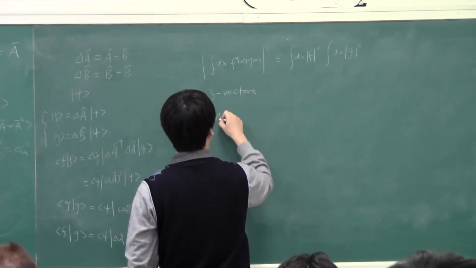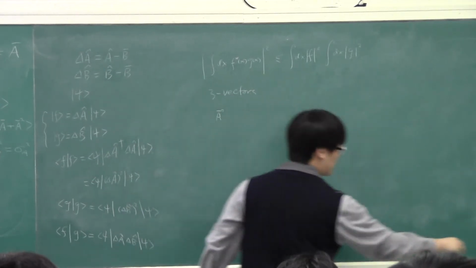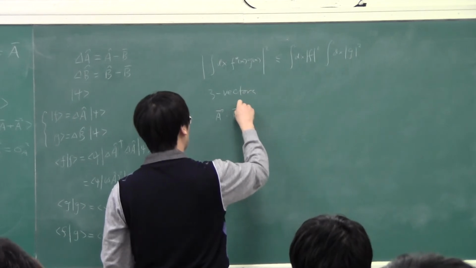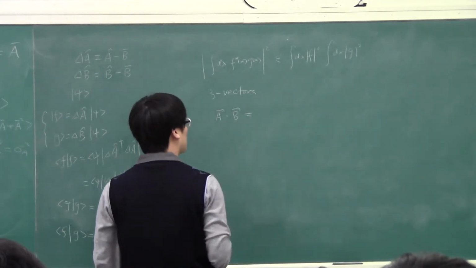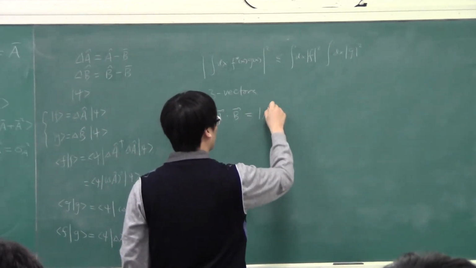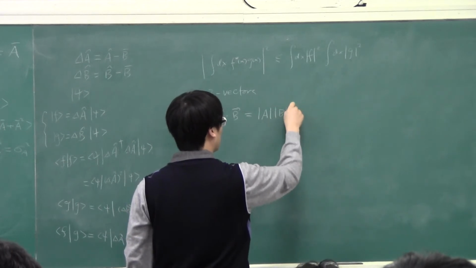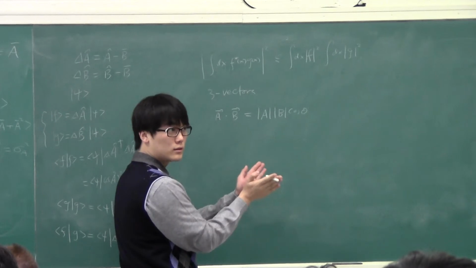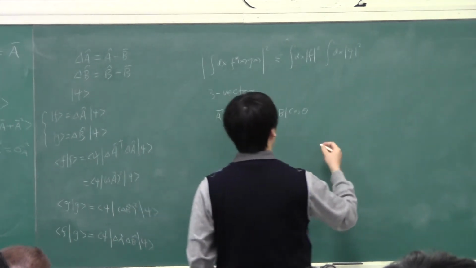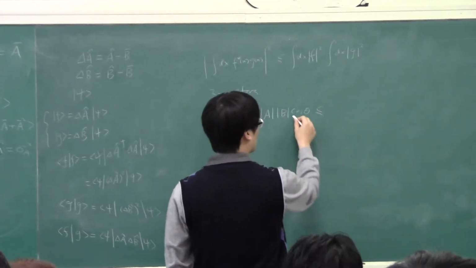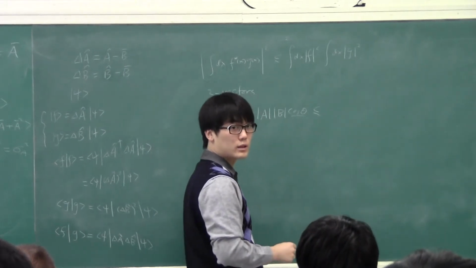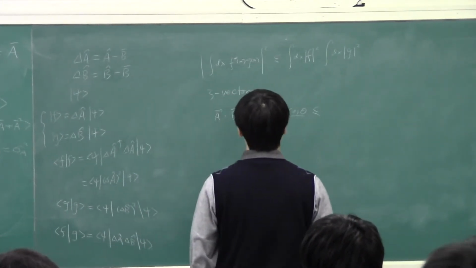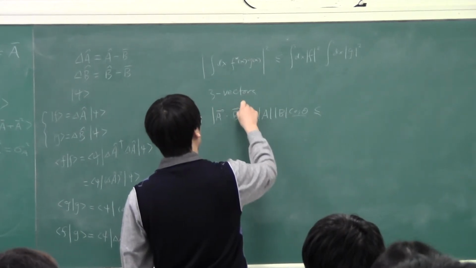Let me do it. This is equal to the magnitude of A, magnitude of B, cosine theta, theta being the angle between them, right? And this is clearly because cosine theta is bounded by plus minus 1. So I could say that.